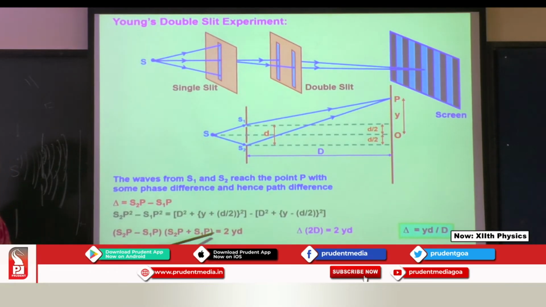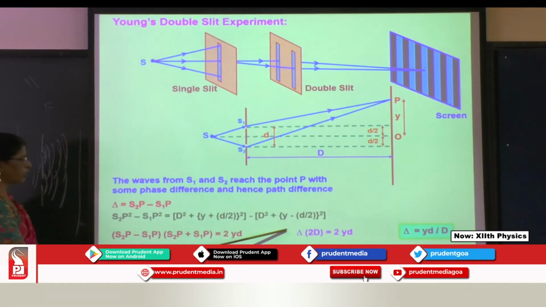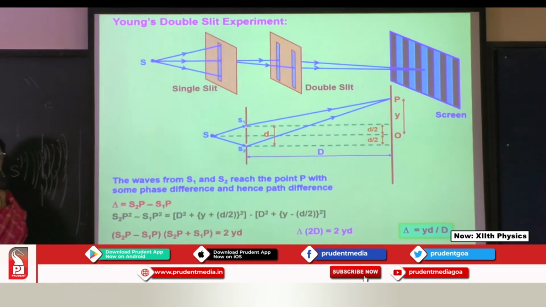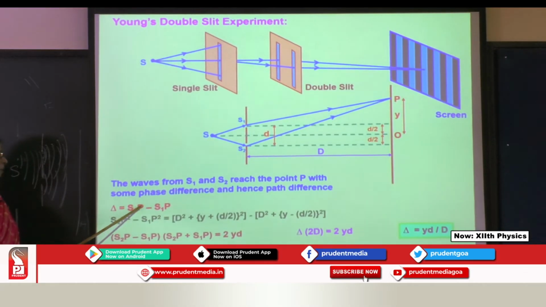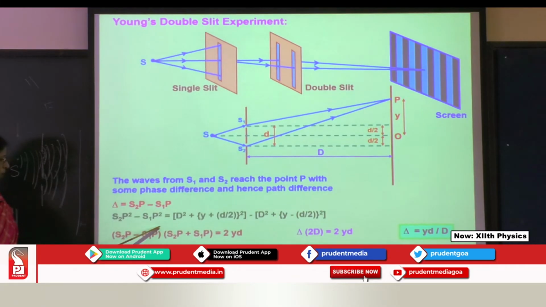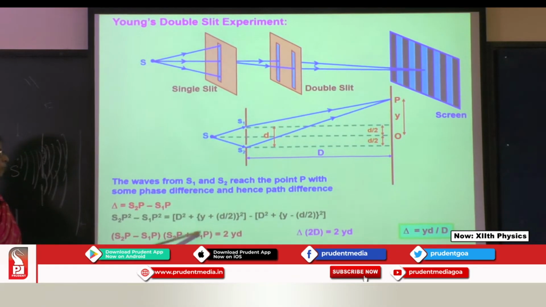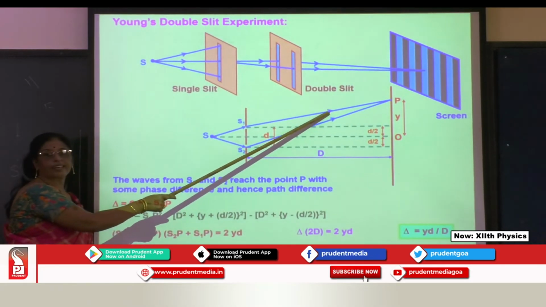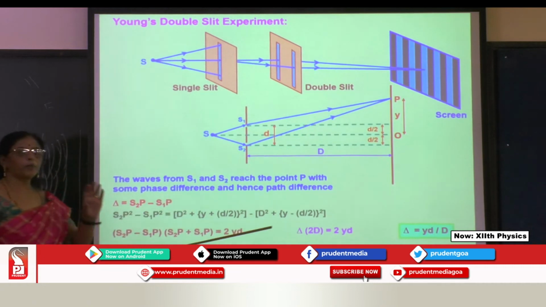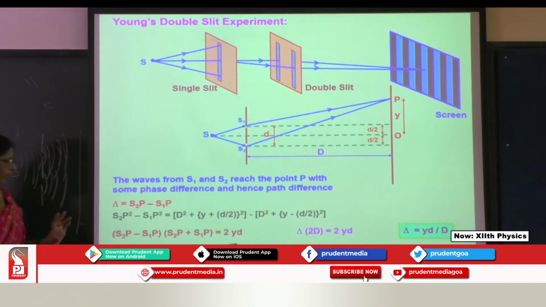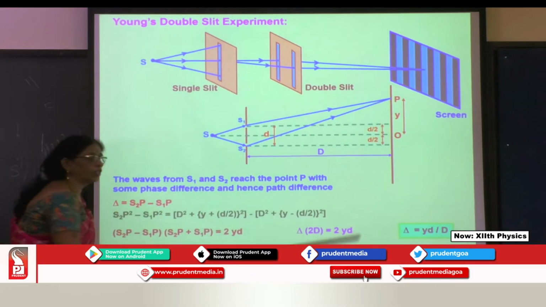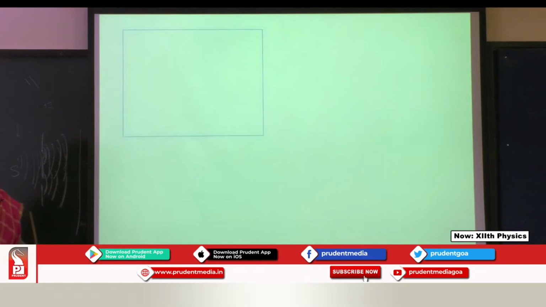So therefore we have delta into 2D. Why taken as delta? Delta is the path difference, because we have taken the path difference as S2P minus S1P, so in place of this we put delta. And this is 2D because this is slightly greater than D and this is slightly less than D. When you add these two, it is approximately equal to 2D. That's what we take. So 2D into delta equals 2yd, and our path difference is equal to yd upon D.